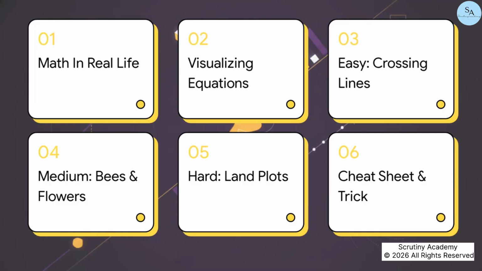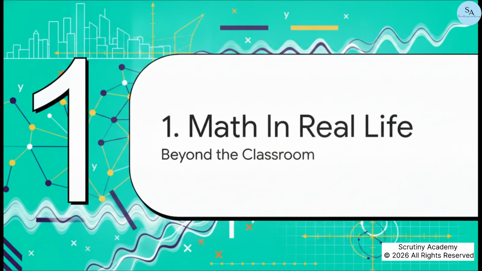So here's our roadmap for today. First, we'll look at math in real life. Second, visualizing linear equations. Third, an easy example called crossing the lines. Fourth, a medium one with bees and flowers. Fifth, a hard one on measuring land plots. And finally, number 6, a cheat sheet and a really cool trick. All right, let's jump right into section 1, math in real life.